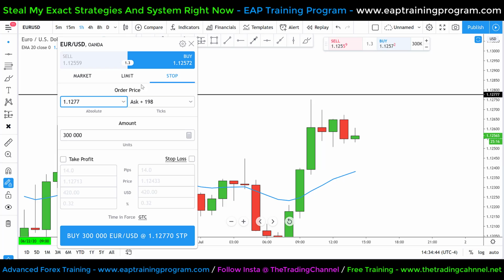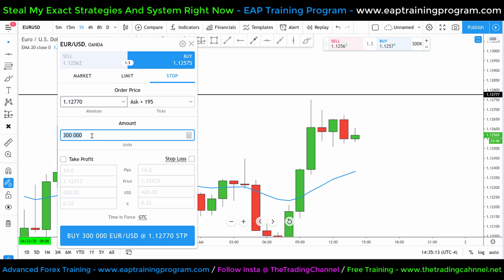1.1277. And I like to use this type of order for breakout trades, and we're going to discuss that in just a second. I'm going to go through some practical ways you can use these orders to help improve your accuracy, give you a better risk reward ratio, and to time the markets even better than you can with a market order in just a few minutes. But this would be the order set up as is right now.